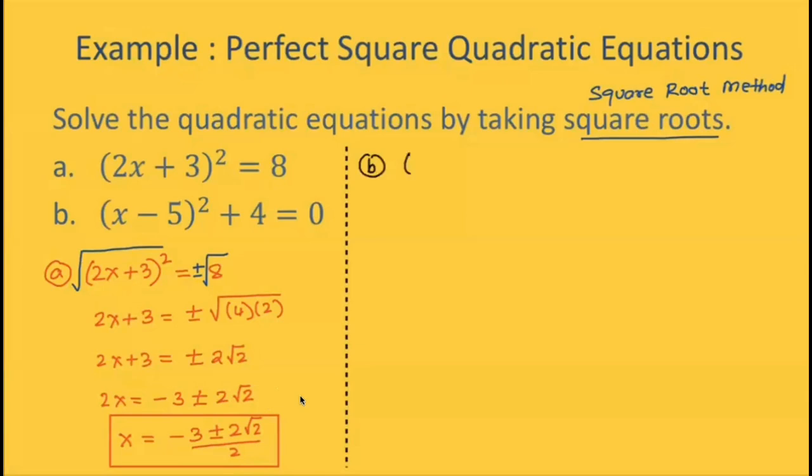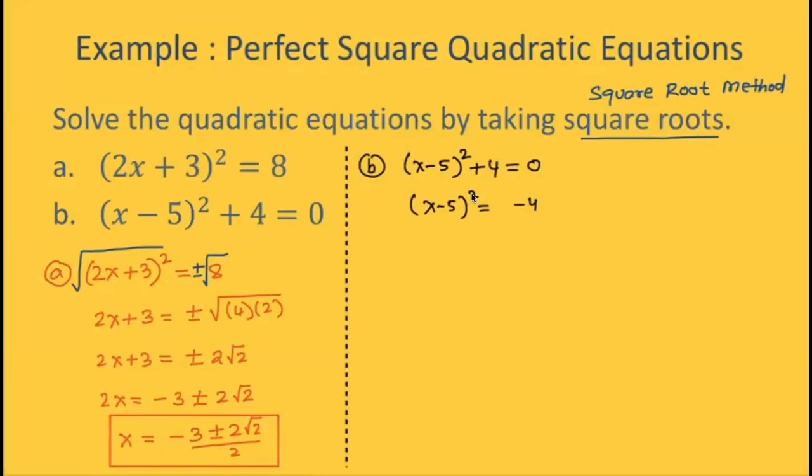So in B, you have (x - 5) quantity squared plus 4 equal to 0. You can see here is a square quantity, but 4 is added here. So first of all, I'm going to subtract that 4 on both sides. Just like in the first example, we have a square quantity equal to a number, and I just want to match that form. So I'm going to write (x - 5) quantity squared equal to negative 4, subtracting 4 on both sides.